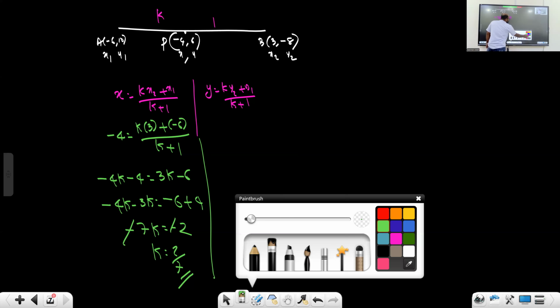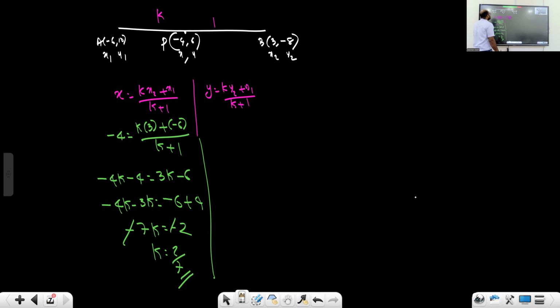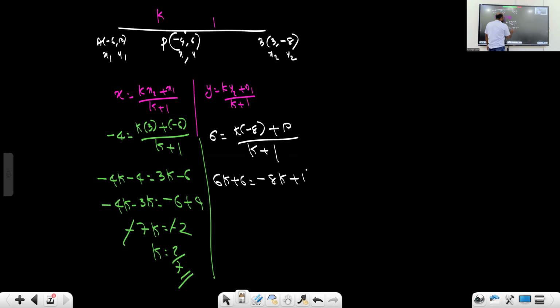Y value. Okay. What is Y value? 6 equal to K by 2, K into minus 8 plus 10 by K plus 1. Cross multiplication. Tell me cross multiplication. 6K plus 6. Don't forget to multiply K as well as 1. Okay, Aditya? Don't forget about that. So, minus 8K plus 10.